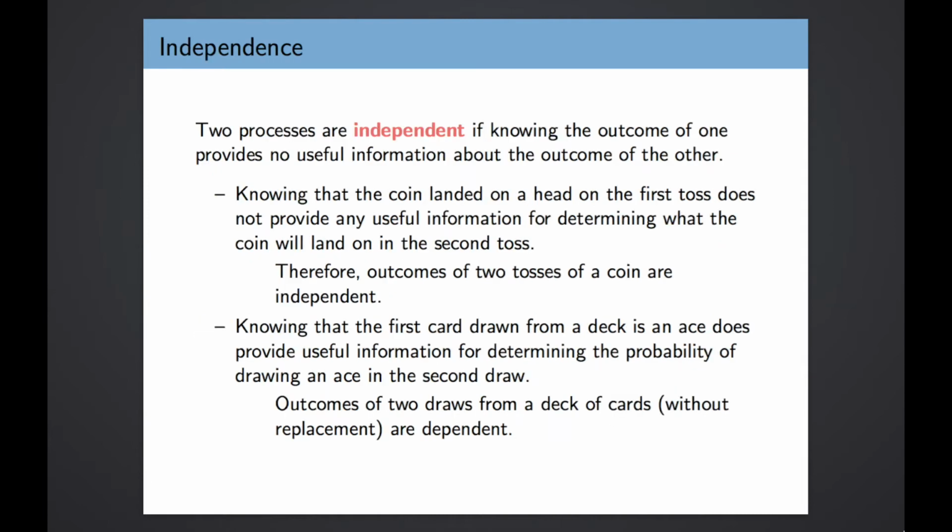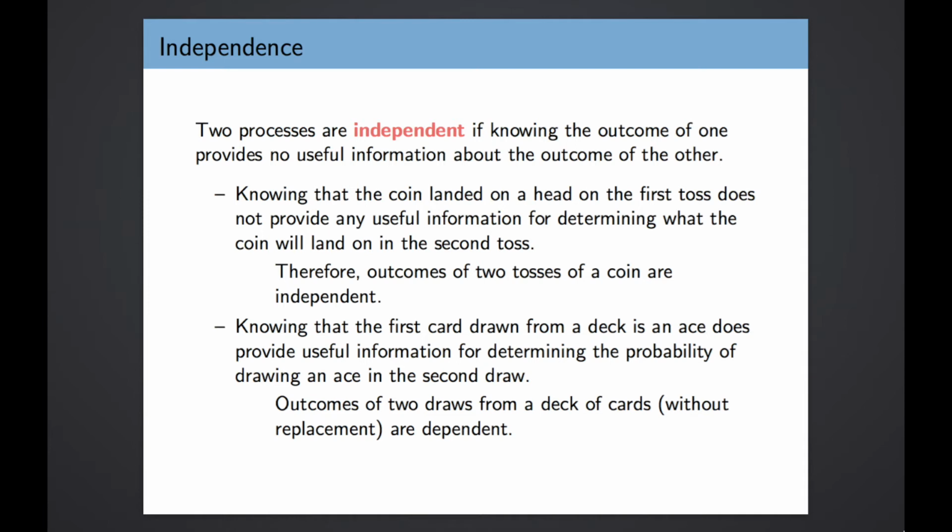One really key concept in probability and in statistics is the idea of independence. 2 processes are independent if knowing the result of one process doesn't tell you anything about the outcome of the other process. For example, if I flip a coin and it lands on heads, that doesn't affect at all whether the coin will land on heads or tails the second time. The coin doesn't care that it landed on heads once already. The second coin flip is going to be just as random as the first coin flip, and it won't be affected at all by that first heads.